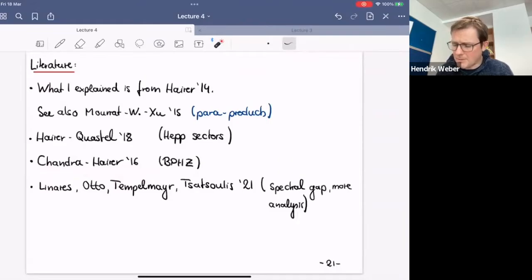Let me perhaps also, just as a reference, give you a very recent preprint, which is quite nice, by Linares, Otto, Tempelmayr, and Tsatsoulis. They have a completely different approach to bounding these trees, which is very interesting, and which is based on spectral gap inequalities. It's a bit more analytic. It's a different approach, and it's quite interesting. So if you're interested in this kind of stuff, have a look at it.